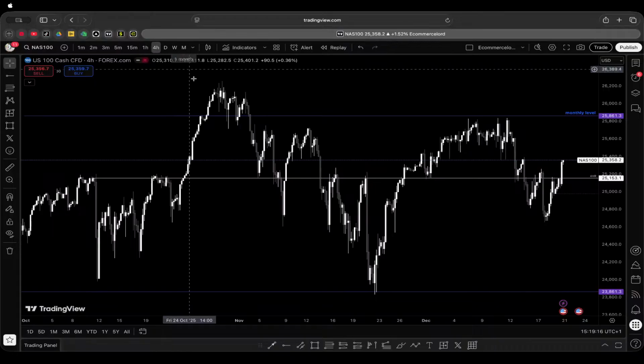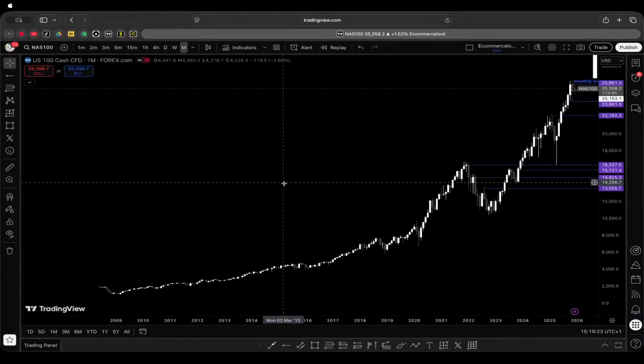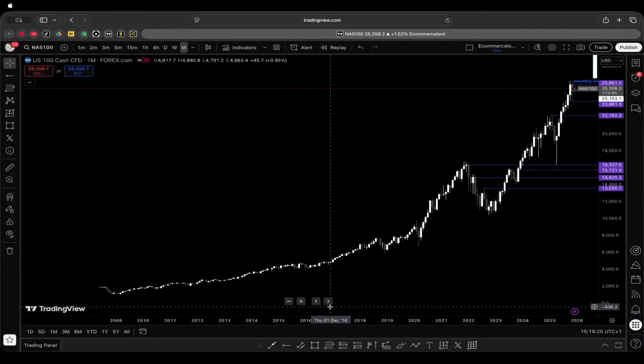Let's go to support zones. So what support zones would I have marked out if I was on this chart?